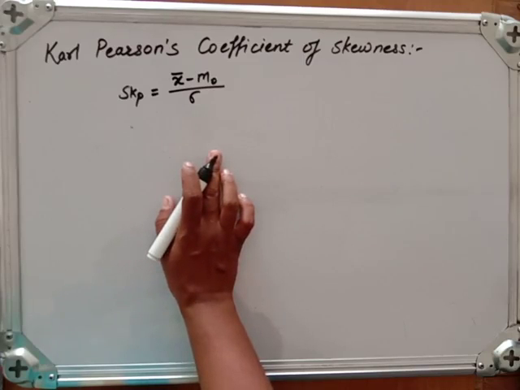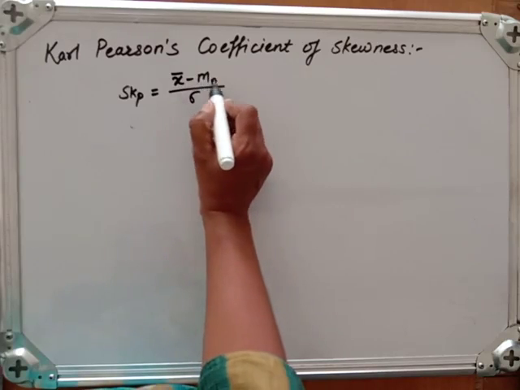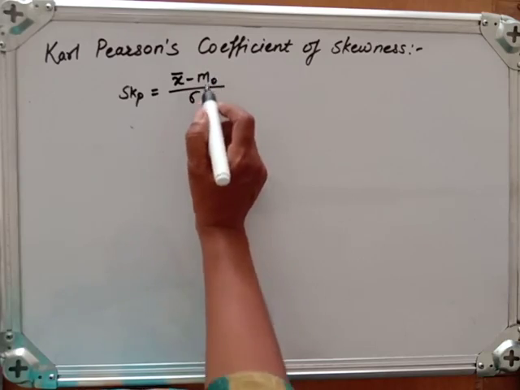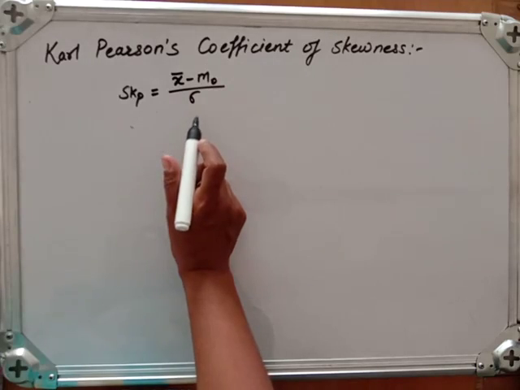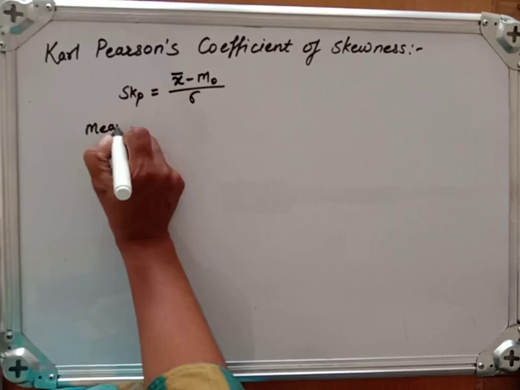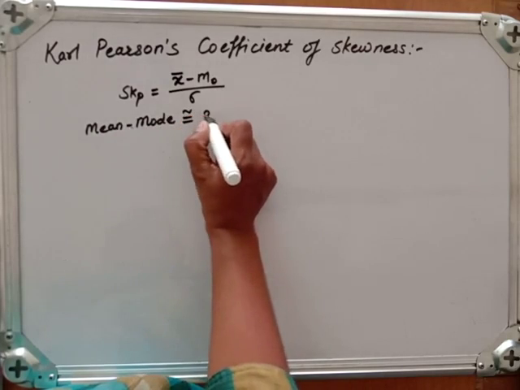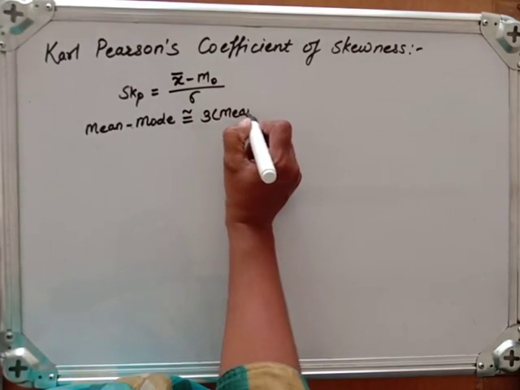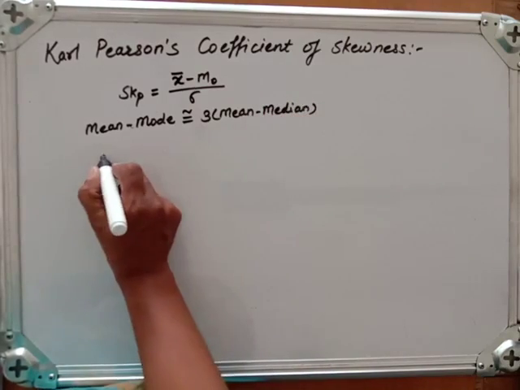In case the mode is ill-defined, we use the empirical relation for a moderately skewed distribution. Sometimes if we are unable to determine the mode, we use the empirical relation, where the averages have the following relationship: mean minus mode is equivalent to 3 times mean minus median.